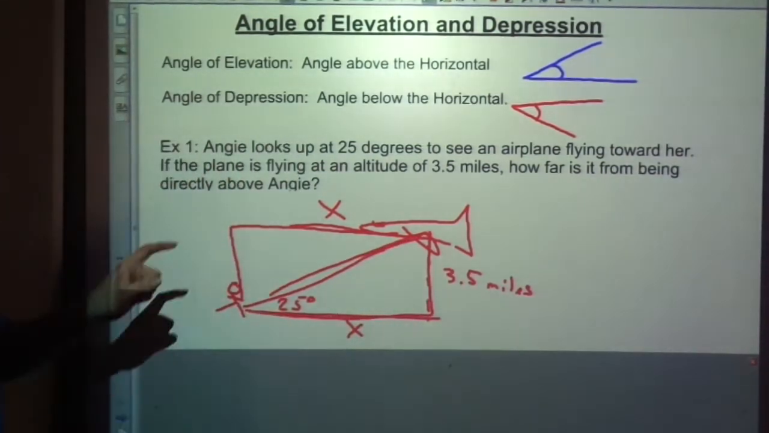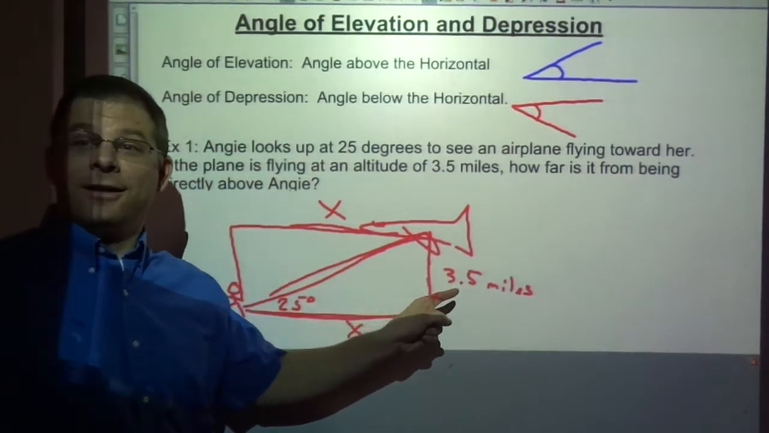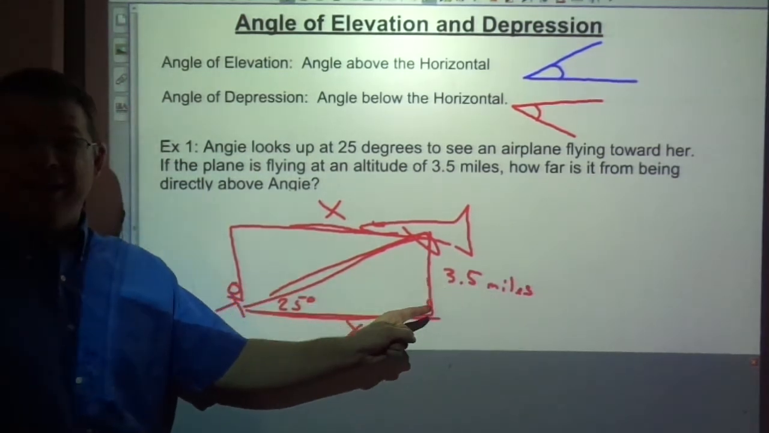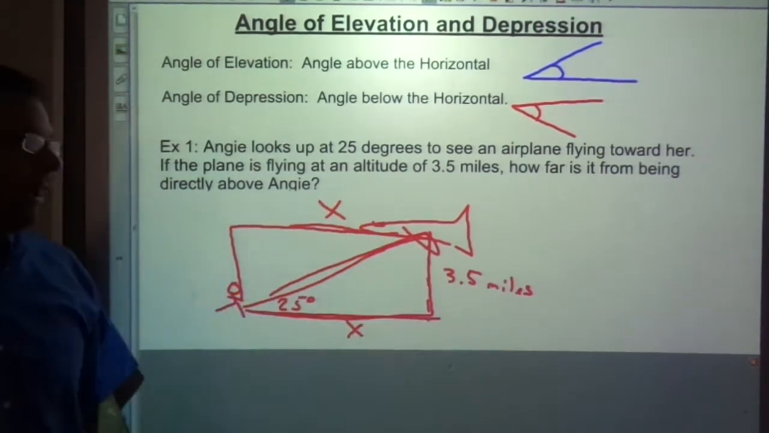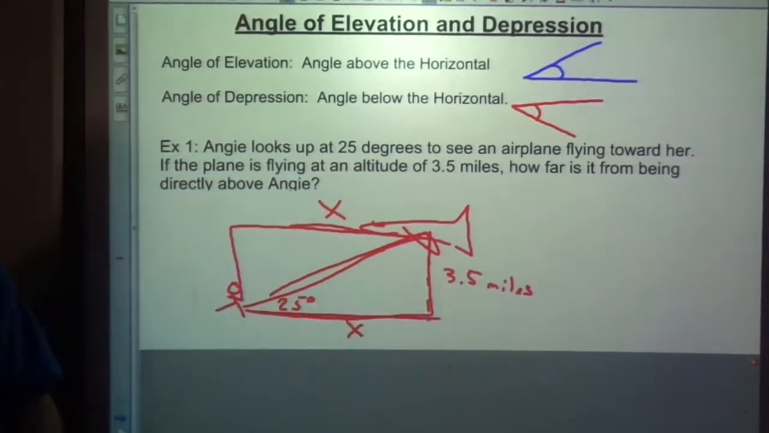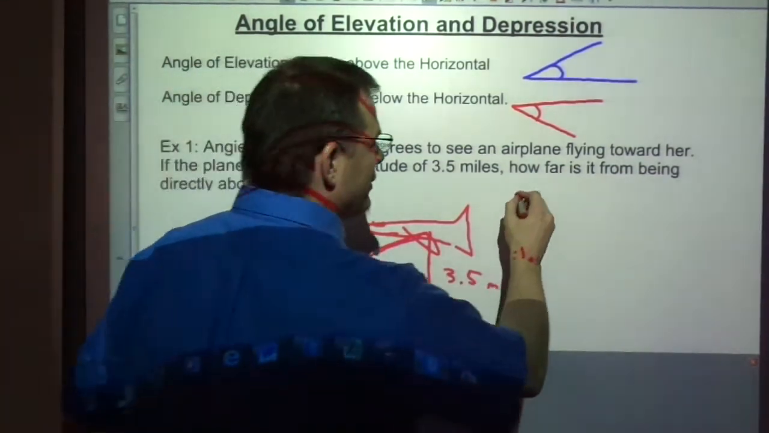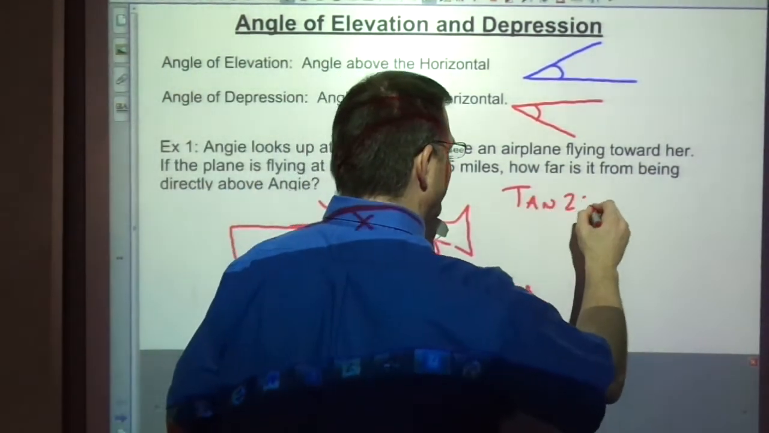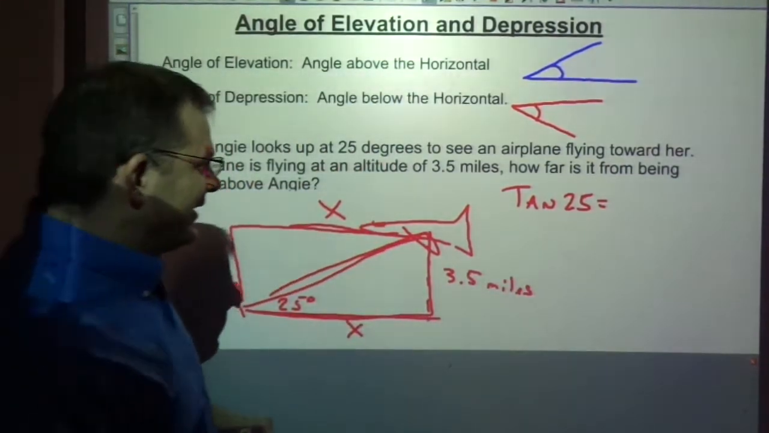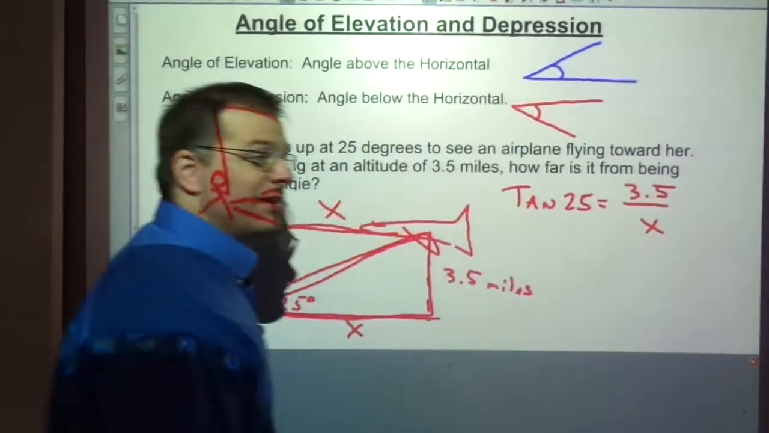Okay. So this is my angle of reference. This side is called the hypotenuse. This is called the opposite. And this one is the adjacent. Good job. Okay, so we've got opposite and adjacent, and we know that is tangent. So tangent of 25 is 3.5 over the adjacent.